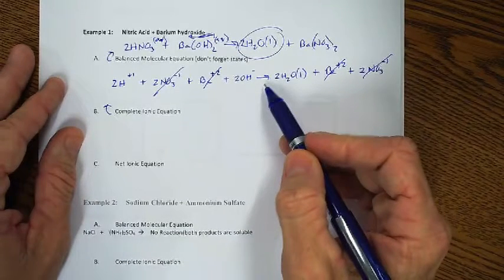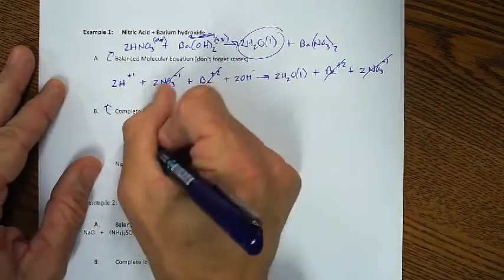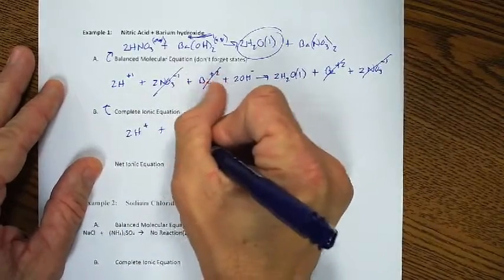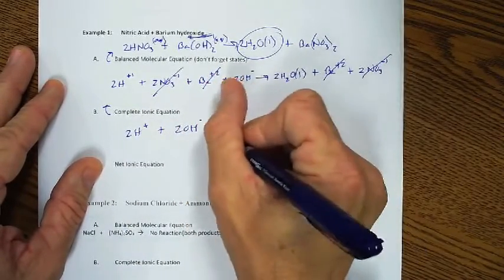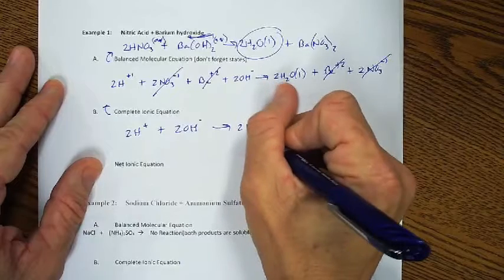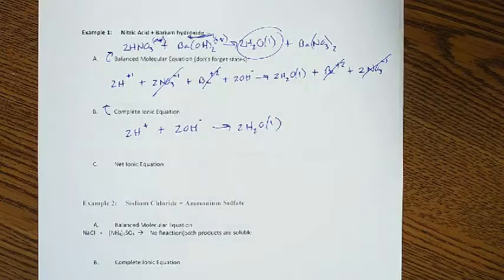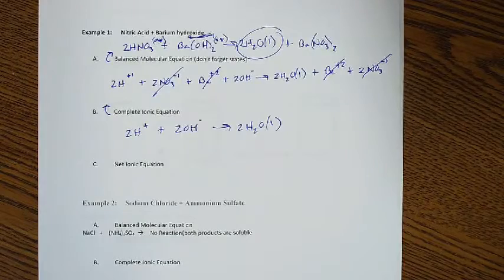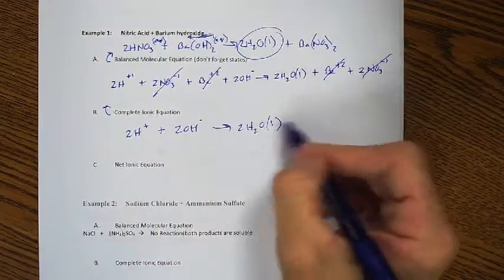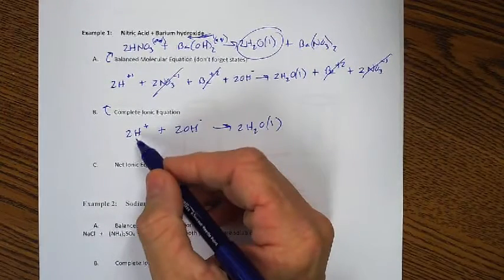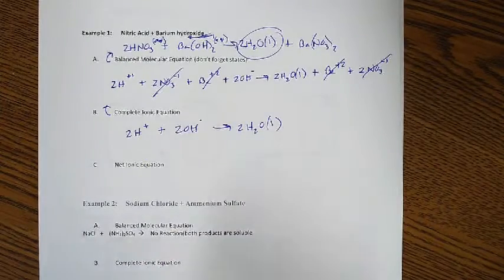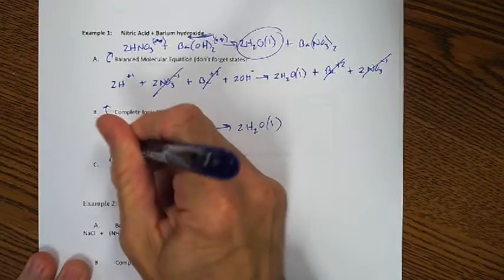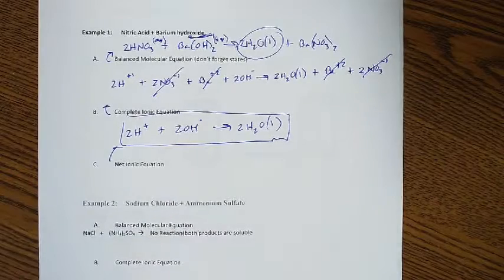So our complete net ionic equation then is 2H plus 2 OH ions over here that actually came together and formed 2 water molecules. And again, the equation is balanced. The charges are balanced. There's no charge over here, no charge over there. The total number of atoms and ions are balanced as well. So that is our net ionic equation. We only included what happened that actually caused that reaction to occur.